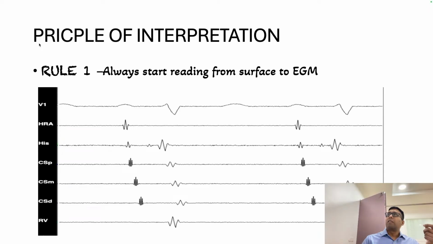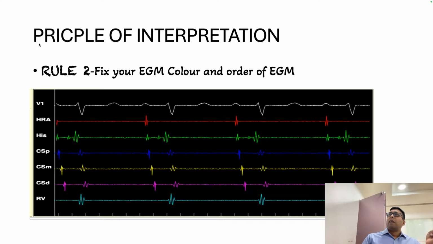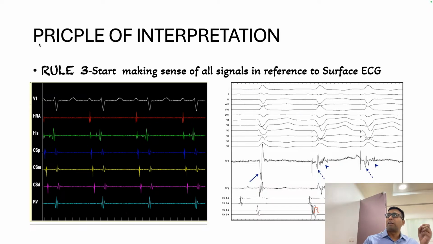This is what I already briefed, so I will not go into detail. Always start with the study. And second is the color, so color interpretation is important. Our color for the His is always yellow. What is green for? And what is white for? Ablation and most of the RV catheters. Okay, so we should not forget these colors.